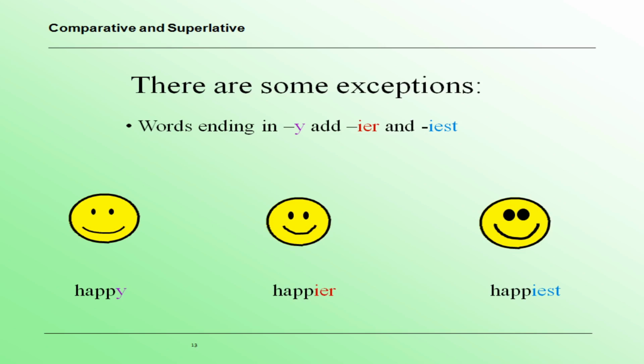When there's a consonant before y, then we omit y letter. Instead of that, we add IER to form the comparative form. Then happy becomes happier. Likewise, we use IEST to form the superlative form of happy. Then it is happiest.